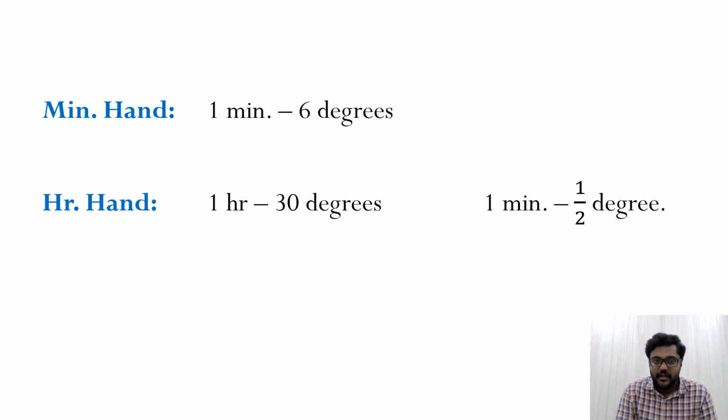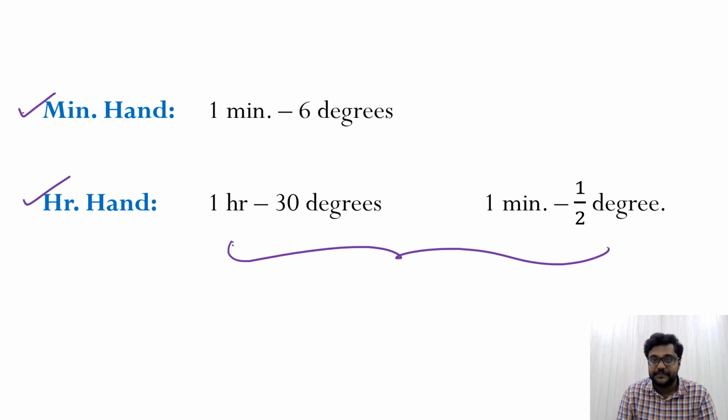You can find the summary here. For the minute hand, how much angle is created each minute, whereas for the hour hand, how much angle is created each hour and each minute, you can understand that. 1 minute is 6 degrees for the minute hand; for the hour hand, 1 hour is 30 degrees and 1 minute is half a degree. These two are related to the hour hand.